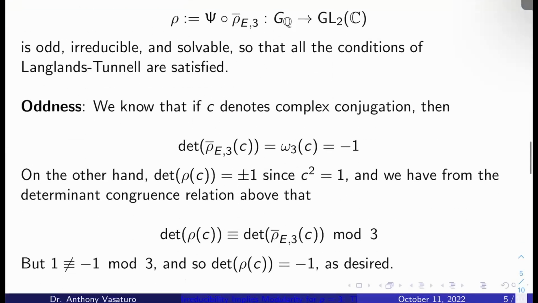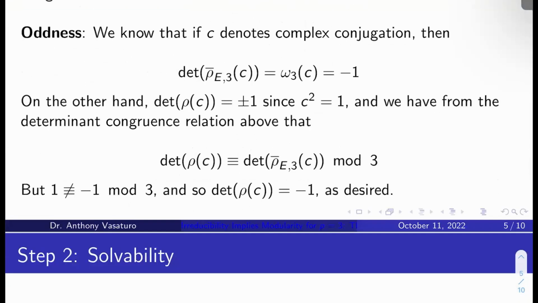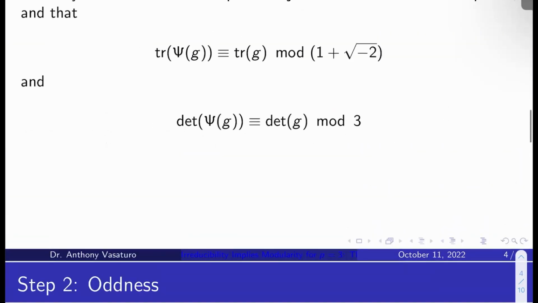So let's do that. So oddness, well, if c denotes complex conjugation, we definitely know that det rho bar E3 of c is -1 because we already know rho bar E3 is odd, right? But on the other hand, c squared is just 1, right? And so det of rho of c is definitely either plus or minus 1. But then remember, we have the determinant congruence relation up here that det of psi of g is equivalent to det of g mod 3.